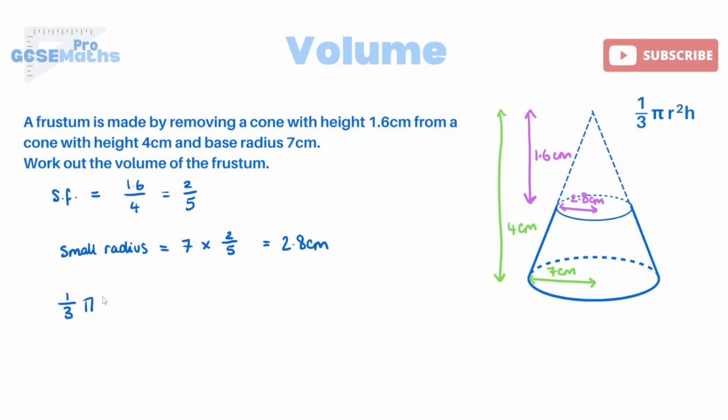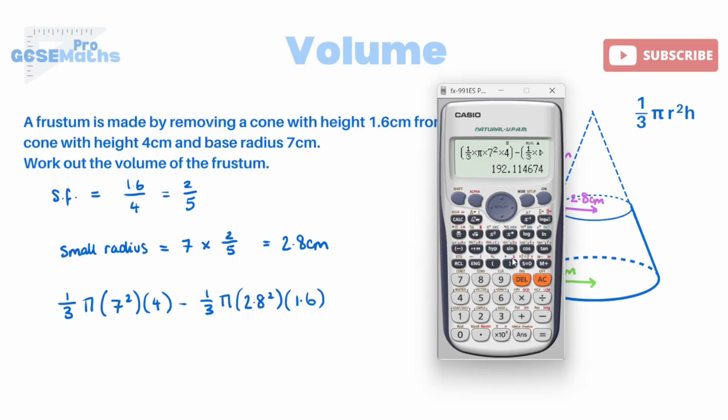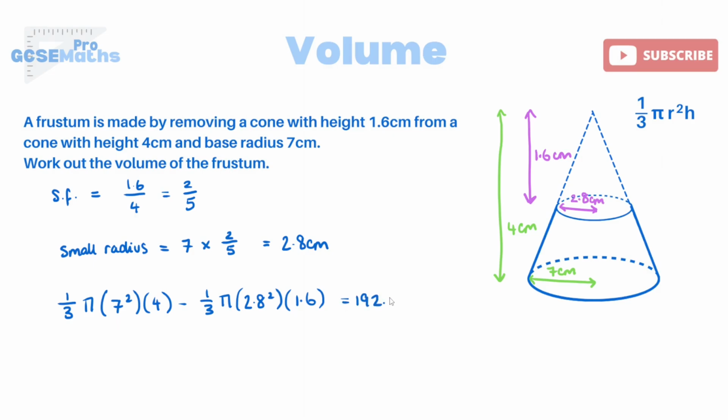Let's do the big cone first. 1/3 pi multiplied by the radius, which was 7 squared, and then the height 4. Take away the small cone, which is 1/3 pi, small radius, 2.8 squared, and then the small height is 1.6. And then just type all of that into your calculator. And that gives me 192.11... So let's go with 192.1 centimeters cubed. So just remember, if you ever get a frustum, you might need to use the logic of similar shapes with finding a scale factor.